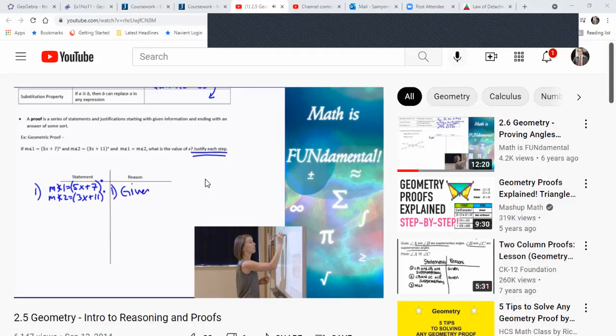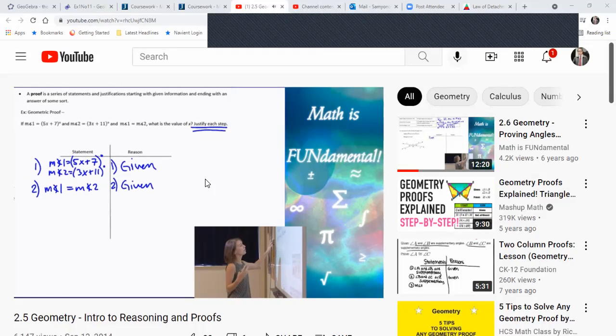And we're just going to write the word given because it was given to us in our information for the problem. Now, we're given another piece of information. We're given that the measure of angle 1 equals the measure of angle 2. So I'm going to put that next, and I'm going to put given again. It's a different statement. We can combine. We could have put all three of those in our line 1, but we can also separate them. Proofs give you a little wiggle room to make it your own.